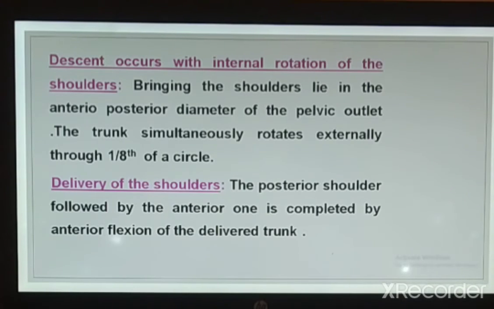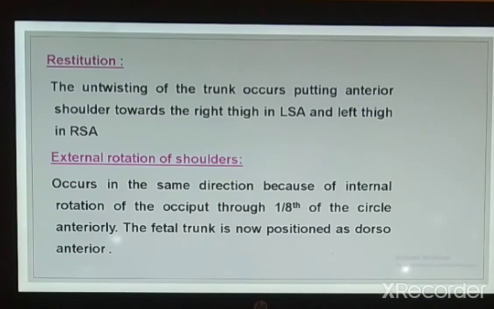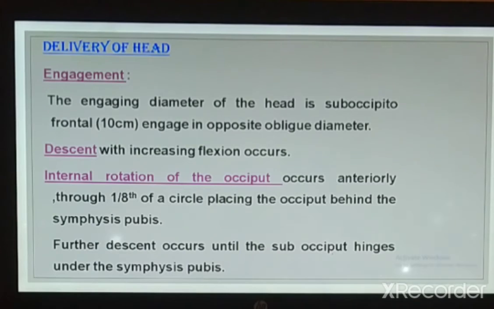Delivery of the shoulder, posterior shoulder followed by the anterior one, is completed by anterior flexion of the delivered trunk. Restitution, the untwisting of the trunk, occurs, putting the anterior shoulder towards the right thigh in left sacroanterior and left thigh in right sacroanterior. External rotation of the shoulder occurs in the same direction because of internal rotation of the occiput through 1/8 of the circle anteriorly. The fetal trunk is now positioned as dorso-anterior.